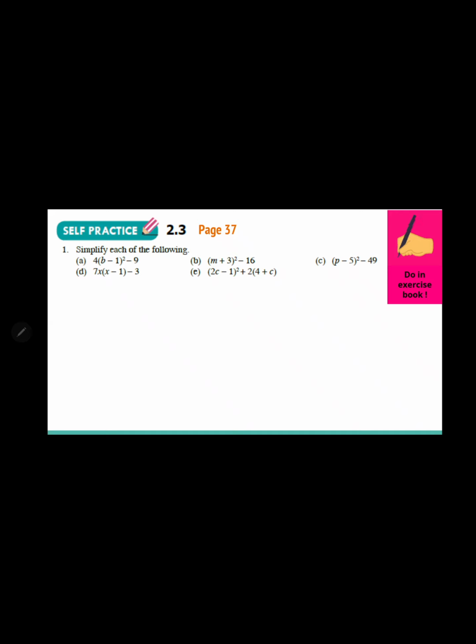Next one we will see your exercise, self-practice 2.3. Please bear in mind, everything I take from your textbook. We don't have extra first. When you come back to school, we do extra on paper. For now, basic, we do the textbook. Textbook are basic things you must know. For your exam purposes, we will do other, more complicated questions.